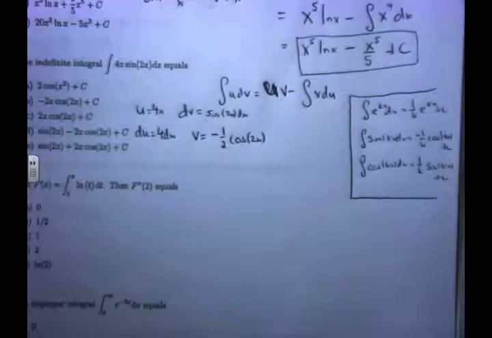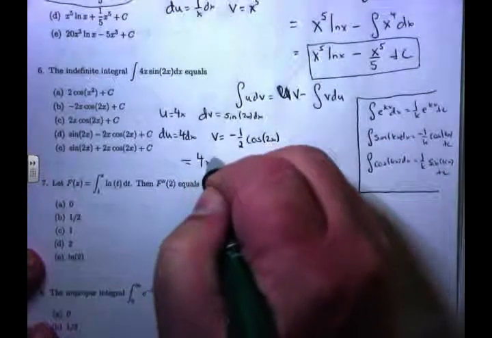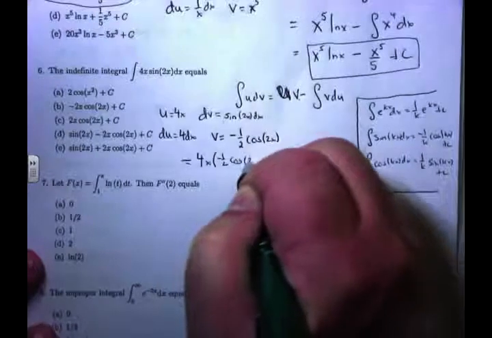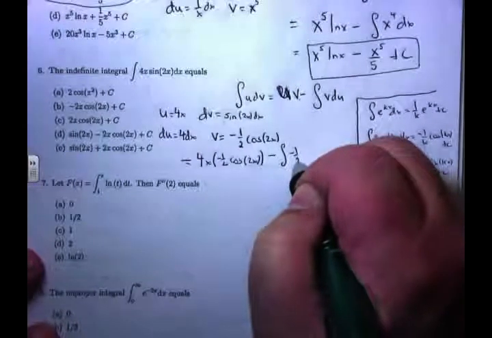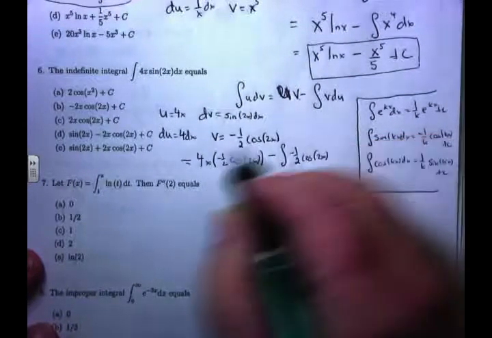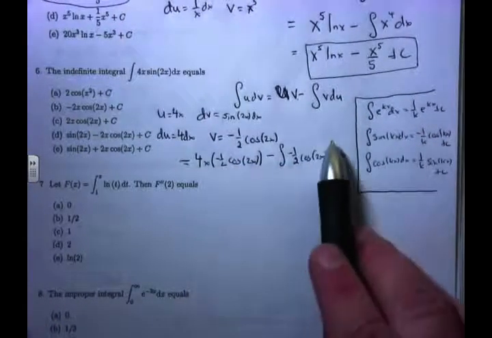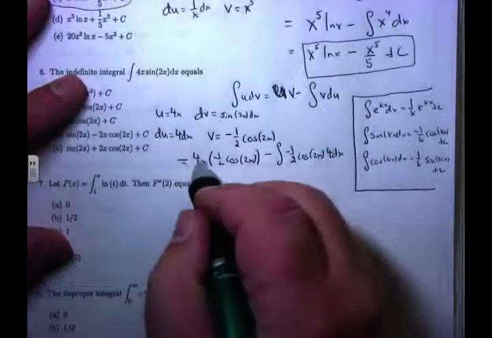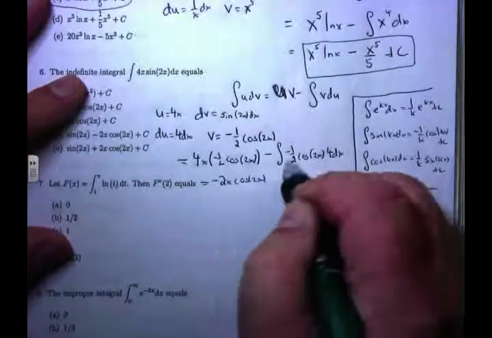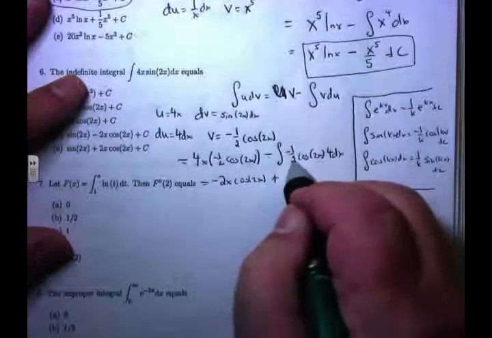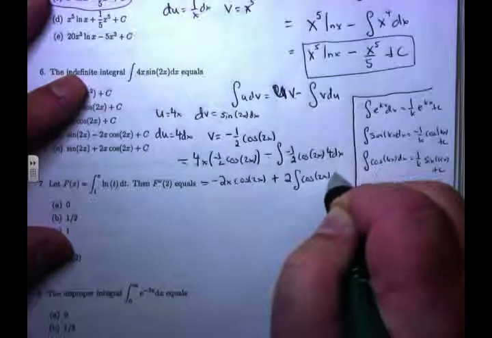So in this problem, to finish it up, this would be equal to u times v, 4x times negative 1/2 cosine of 2x, minus the integral of v, negative 1/2 cosine of 2x, times du, which is 4 dx. Before you integrate, clean up the whole thing here. 4x times negative 1/2 would be a negative 2x times a cosine of 2x. A minus makes it a plus. 1/2 of 4 is 2 times the integral of the cosine of 2x dx.